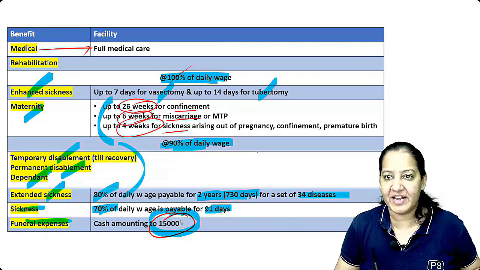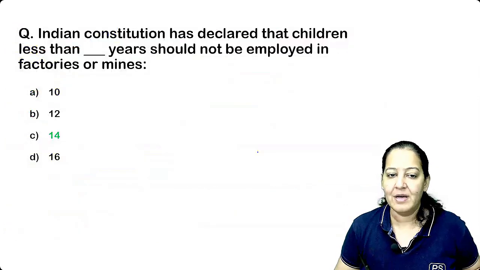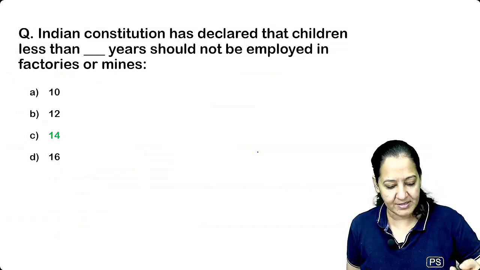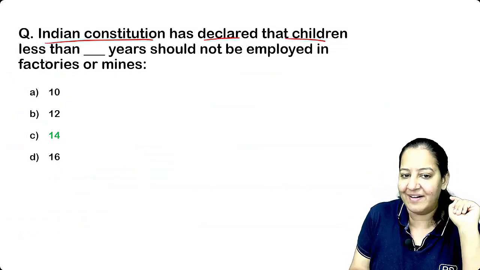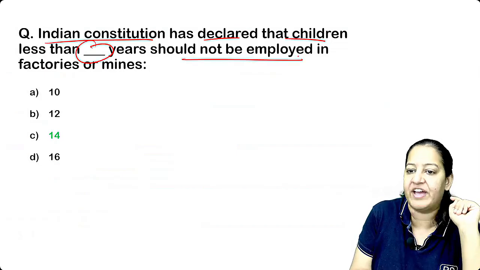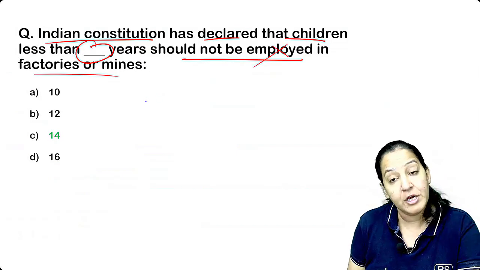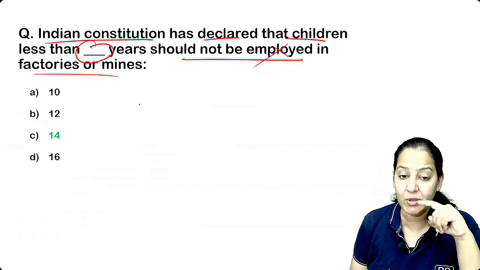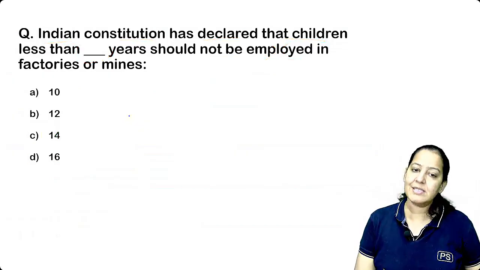You can easily pick it up in the options. Just keep on understanding the thing. Don't mug up anything. Read the question and tell me the answer. Indian Constitution has declared that children under what years of age should not be employed in any factory? You should not give employment to any child who is less than what years of age? 14 years. So we all know the answer is 14 years.